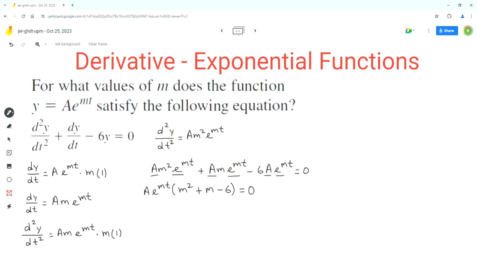So this is a simple trinomial. So we can use the sum and the product method to factor it. So we have to find two numbers whose sum is equal to 1, the coefficient of the m term, and product is equal to -6. So the numbers can be 3 and -2. So now we can write the factored form.